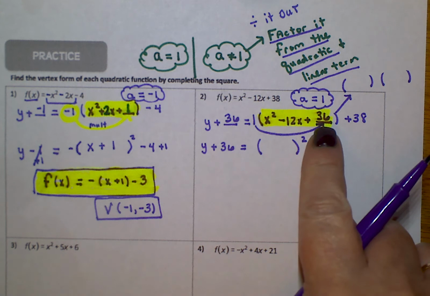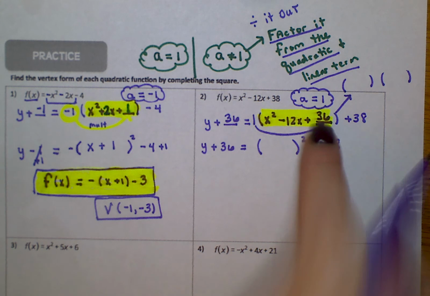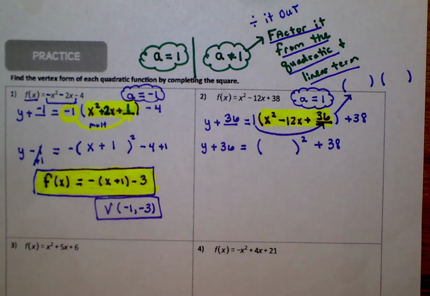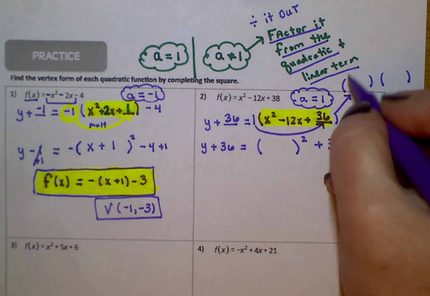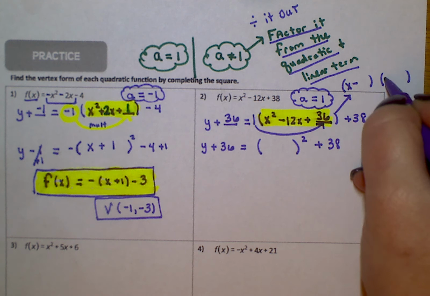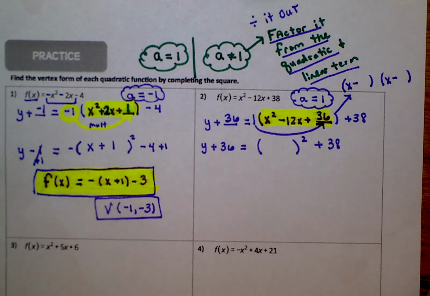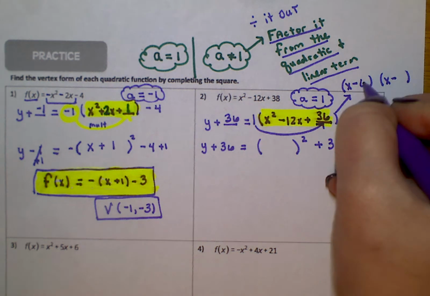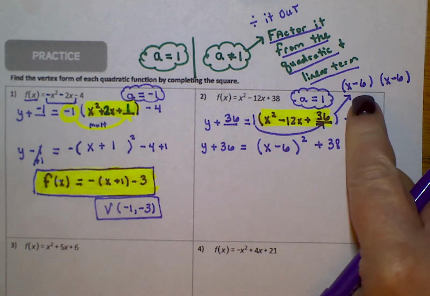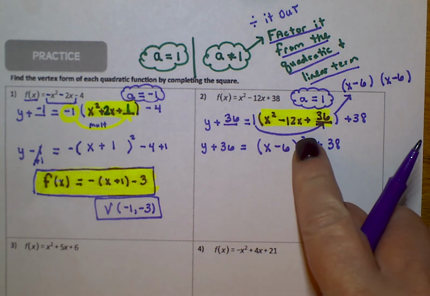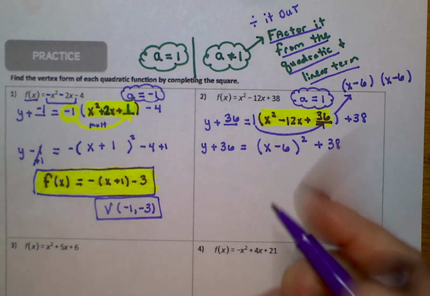So what multiplies to be 36 and adds to be a -12? Well, you would need two negatives to multiply to be a positive and add to be a negative. So it would be 6 and 6. Notice you're getting the same factor double. That's why I'm writing it this way.